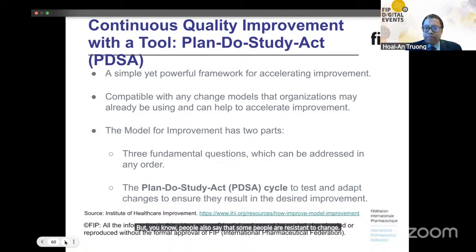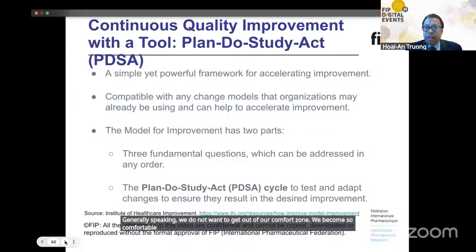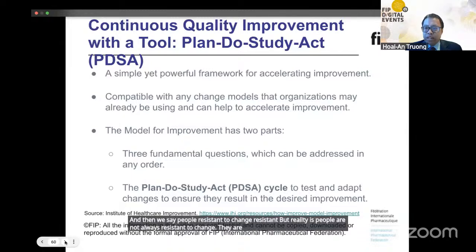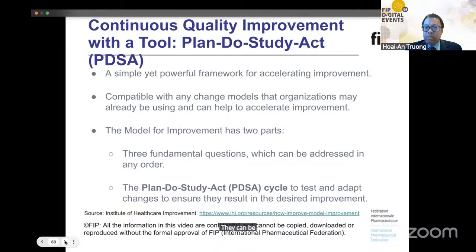Generally speaking, we do not want to get out of our comfort zone. We become so comfortable with the way we're doing things, and we want to do it the same way that we have always done it. And then we say people are resistant to change, but in reality people are not always resistant to change. They are afraid of change. They can be scared of change because change brings uncertainty, especially when a lot of change is coming at the same time.